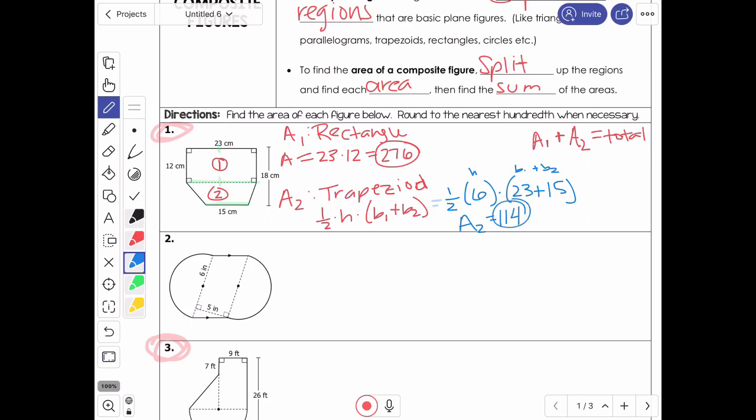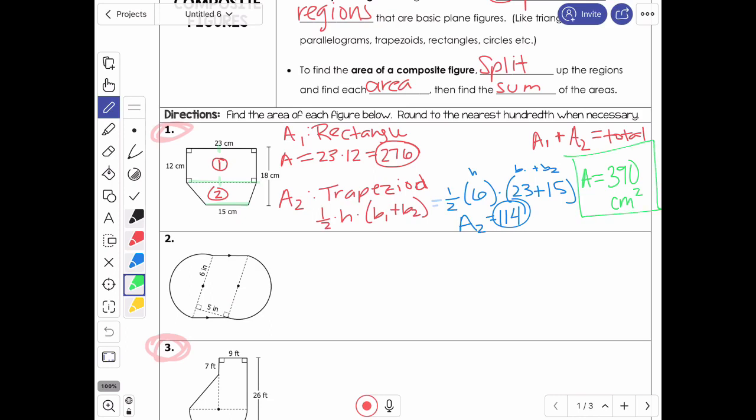And so when I add 276 to 114, area 1 plus area 2, I would get a total area, sorry, this is really messy, of 390. And then we're in centimeters, so centimeters squared.